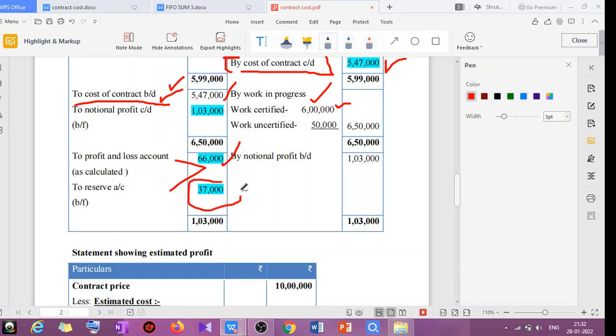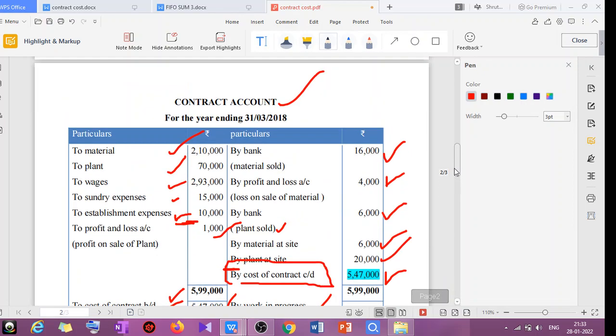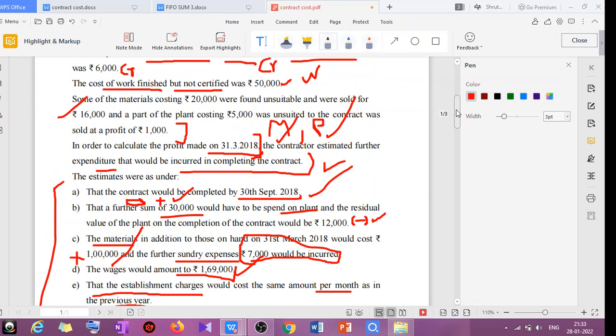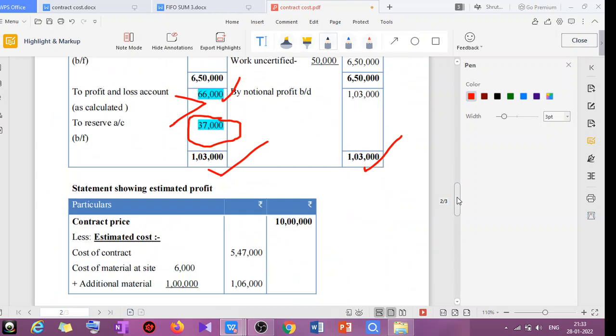Now how did you get this 37,000? Tell me how you got 37,000. Notional profit is 1,03,000. Okay, 1,03,000 minus 66,000 will be 37,000. So that will go to the reserve. Clear, students, till here? Any doubts? You understood the difference, I hope. Okay, I hope you understood whatever I explained. So if you all have any doubts, please let me know.